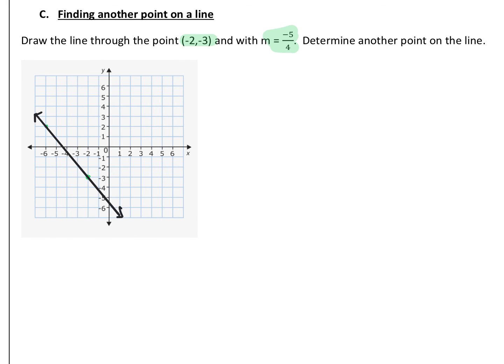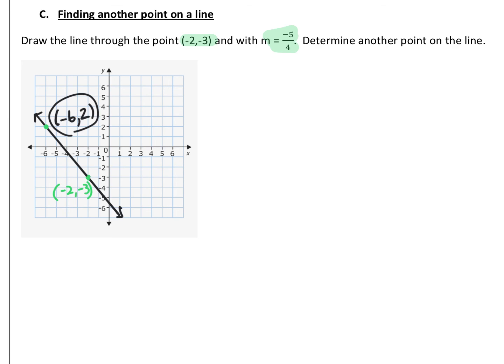Now it wants another point. So the first point that I plotted was this one here, which was -2, -3. Well, when I created my slope, when I did my 5 and 4, I created another point. So all you have to do is give the coordinates of that point. Well, the x value is -6 and the y value is 2. So there's another point on the line. That's as easy as it can be. If you had more than one point that you created, you could take any of those points and give them as the answer.